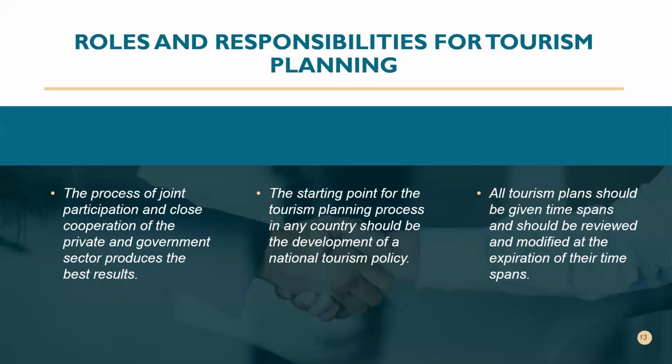Now let's talk about the roles and responsibilities for tourism planning. The process of joint participation and close cooperation of the private and government sector produces the best results. It is actually advisable that there is a joint participation of the public, private, and the local community in the decision-making process of the destination.